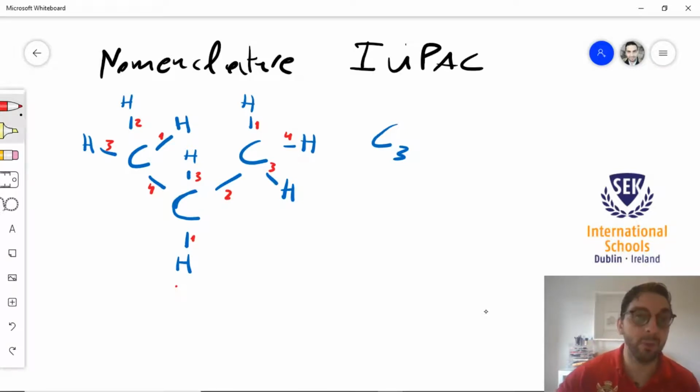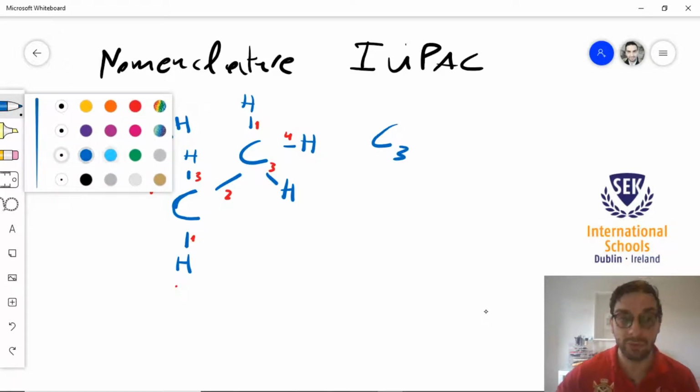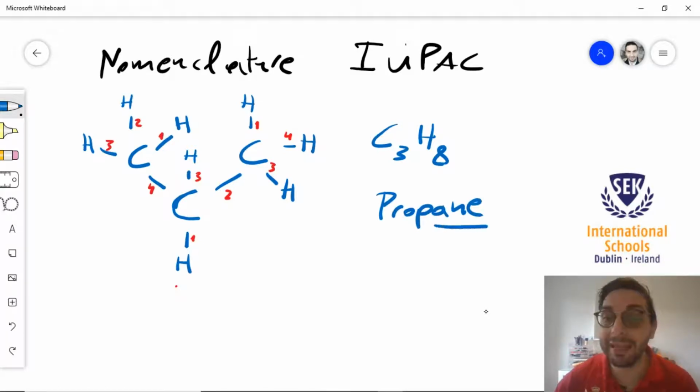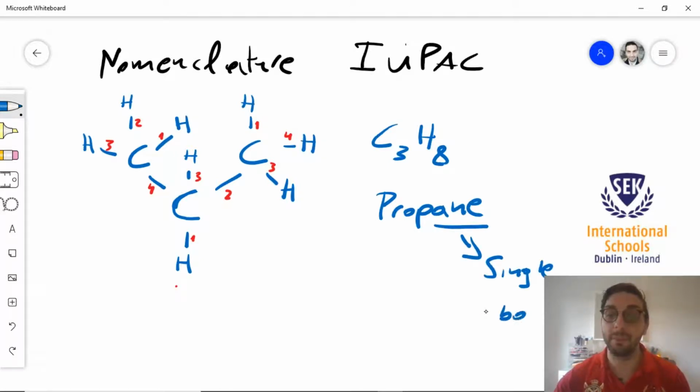Very good. Now I count the number of hydrogens. How many hydrogens do I have here? 1, 2, 3, 4, 5, 6, 7, 8. Very good. So let's name it. This one, it will be propane. Remember ane. What does this suffix mean? This means single bond, single bonding. Okay, that's what this means, single bonding. So that's why it's propane. This is propane. We see it clear.